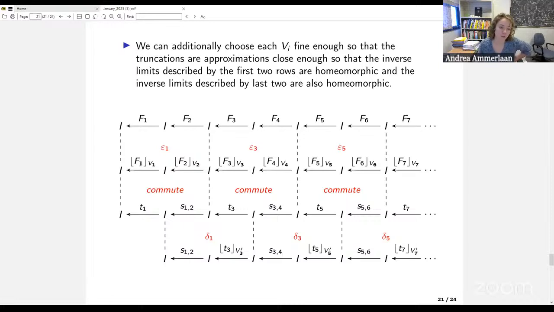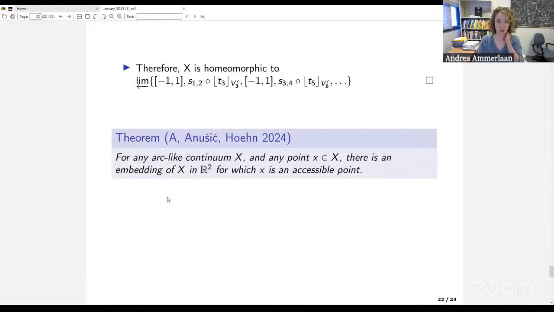And then in the middle, this row 2 and row 3, these diagrams commute. So these two inverse limits are homeomorphic. And so each of these inverse limits is homeomorphic. So with that, we stop.